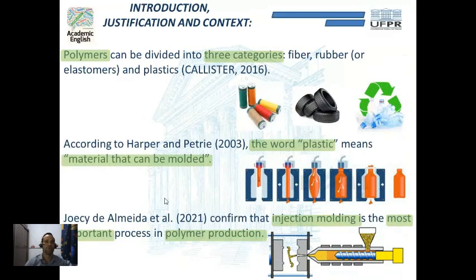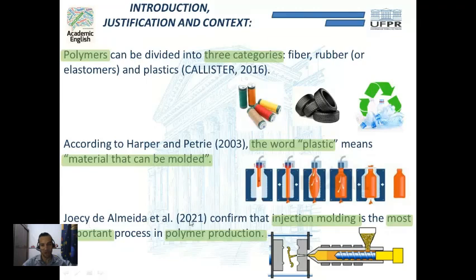Introduction, justification, and context. We can see information from other authors. For example, Callister 2060 says polymers can be divided into three categories: fibers, rubbers, and plastics. According to Harper and Petrie, 2003, the word plastic means a material that can be molded.